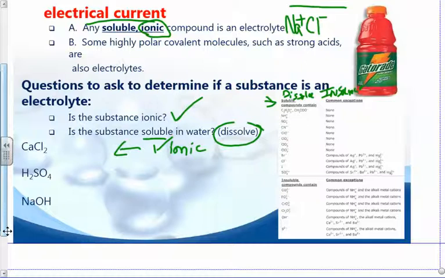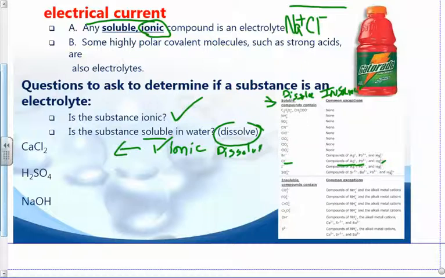So let's look at calcium chloride. We've already determined it was ionic, so let's see if it can dissolve. We're looking at the negative ion, and there we see chlorine. It can dissolve. Are there any exceptions to chlorine dissolving? Well, if it was with silver, lead, or mercury, I believe that's what it says, it couldn't dissolve. So it's with calcium, so we know that yes, it can dissolve in water. So it is ionic and it can dissolve, calcium chloride.